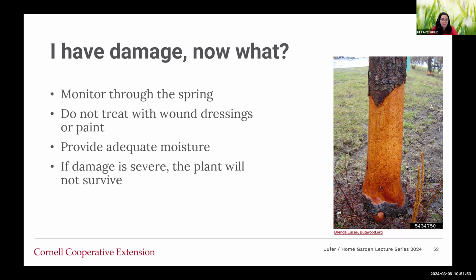We were talking about that secondary pathogen coming in. If you have holes in the bark and things like that, look for diseases and insects that are going to capitalize and come in. And if damage is severe, the plant will likely not survive. I would say in this situation I agree with that, especially because it has a full circle of damage, which is going to cut off the way for nutrients and water to get up through. So it's girdling the tree and it will most likely die.